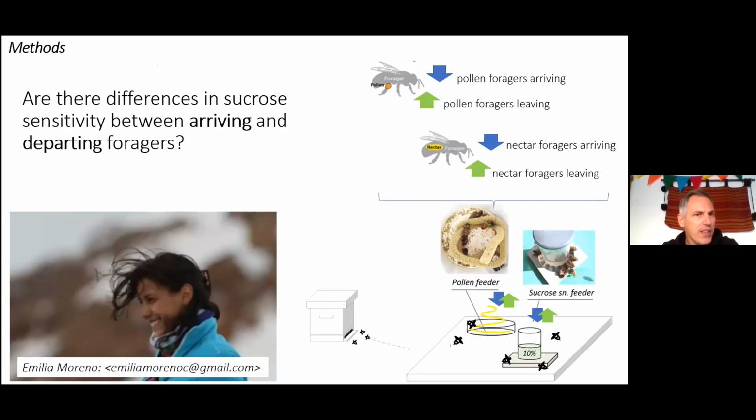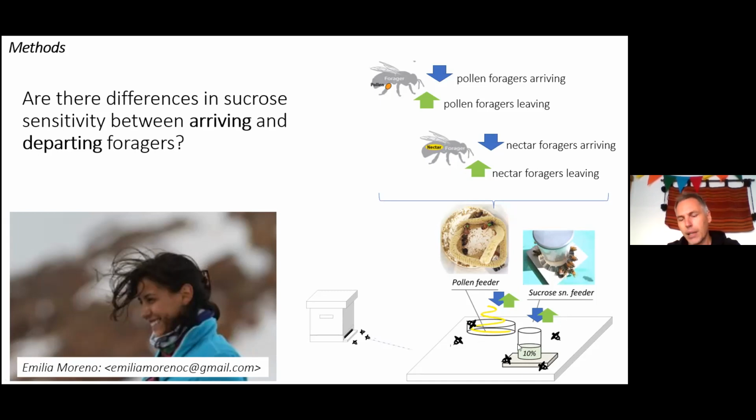Here comes our first question, that is, are there differences in sucrose sensitivity between foragers arriving or departing from their sources. And this is an experiment. I will show you an experiment led by Emilia Moreno. She's a PhD student in our lab, and she trained the bees, initiated this experiment, training the bees to a foraging station. The foraging station offered two feeders, a pollen feeder and a sucrose solution feeder.